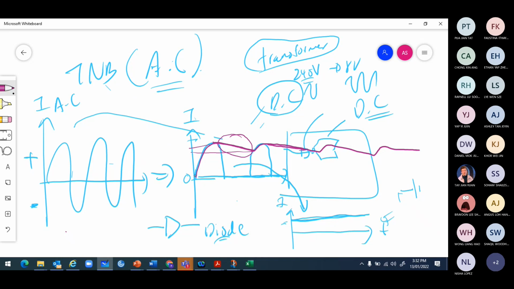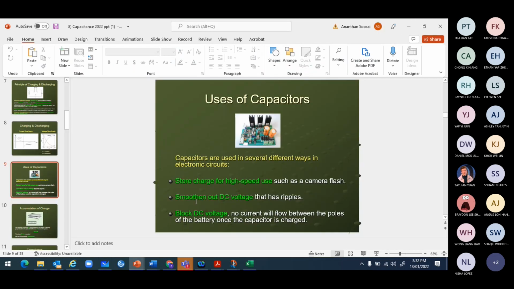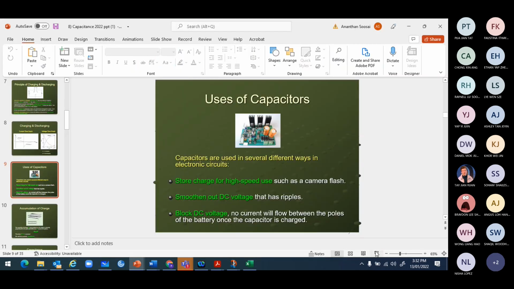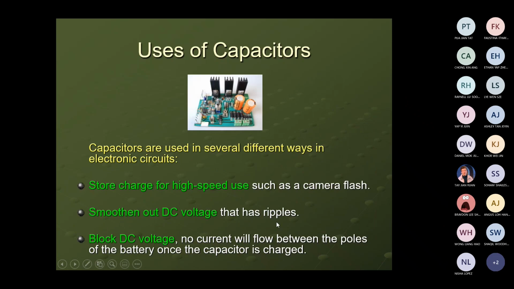For the time being, what is the use of a capacitor? The next use is smoothing the ripple, to smoothen out DC voltage that has ripples. Smoothen out means it will connect until the current never drops to 0. That's the second function of a capacitor. The smoothing part we will talk about in depth in the AC topic 11 later in A2. For the time being, understand the capacitor is used for smoothing of DC voltage.